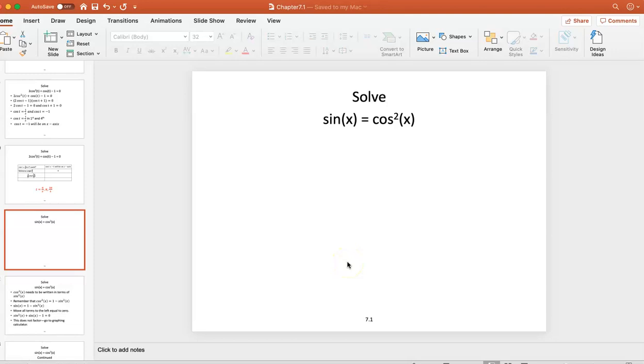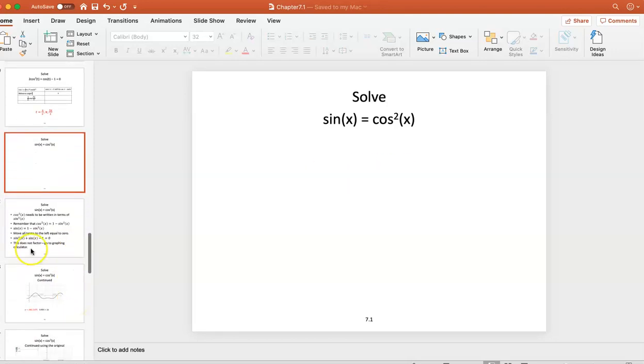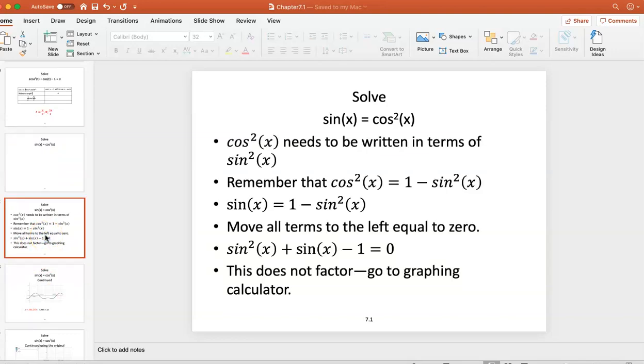On this problem, we've got sine x equals cosine squared x. We've got 2 different trig functions. That presents a different situation. Cosine squared needs to be written in terms of sine squared, since it's much easier to change the squared term than the linear basic term.